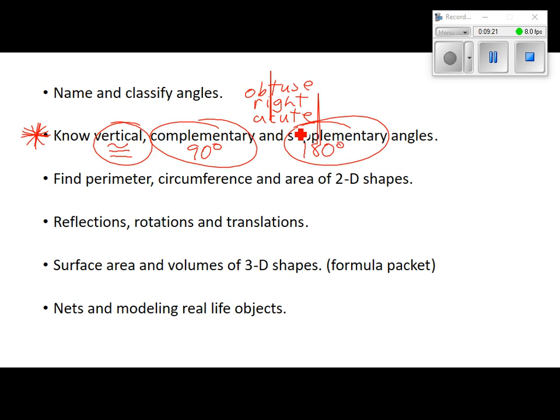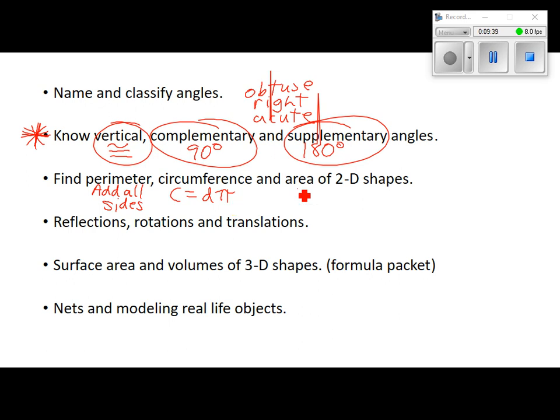Next one, be able to find the perimeter. How do you find the perimeter of any shape? Add all the sides. Circumference of a circle. Remember, circumference is just diameter times pi.